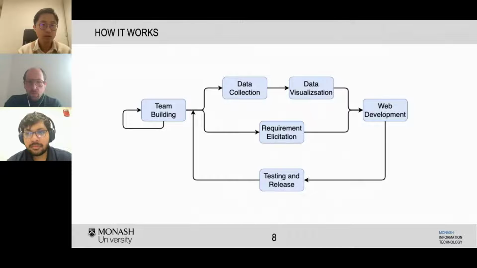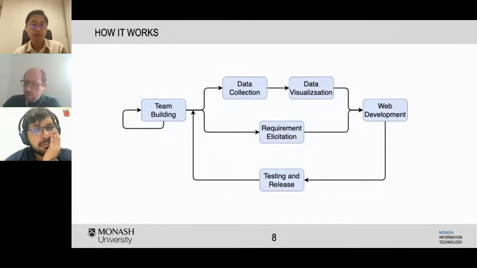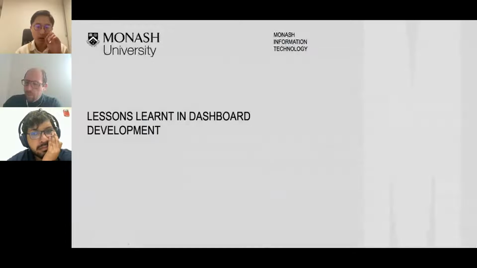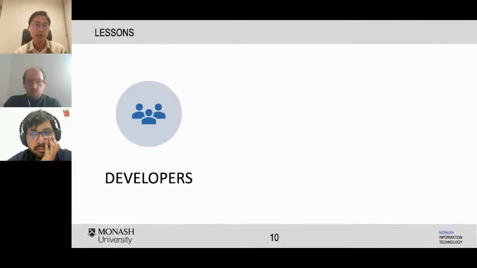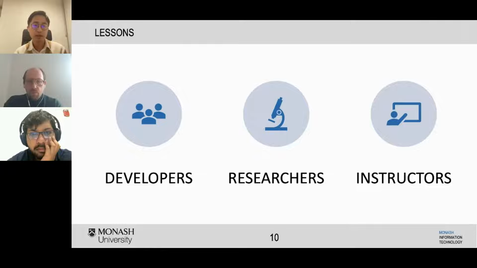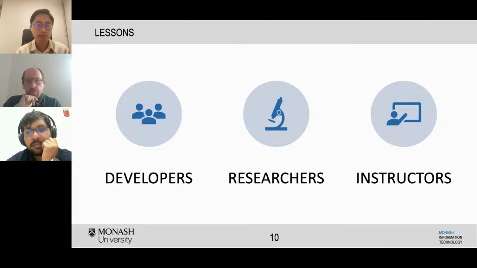Here's an overview of how we developed the website, including team building, data collection, data visualization, requirement eliciting, web development, and testing and release. With our first-hand experience and theories in software development, we summarized 9 lessons that are highly related to the pandemic. We categorized those lessons into 3 aspects: the developers, researchers, and instructors. We believe that these lessons are helpful to people who work in the same areas.